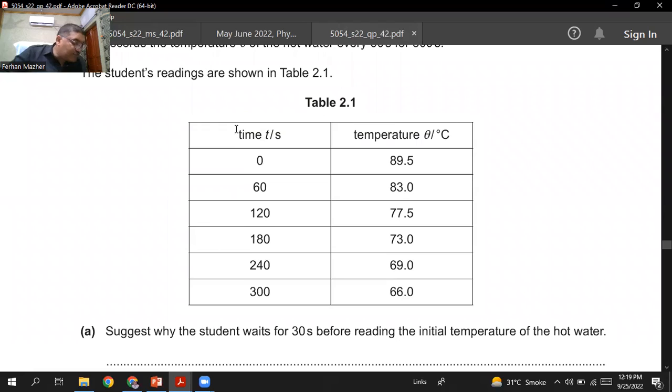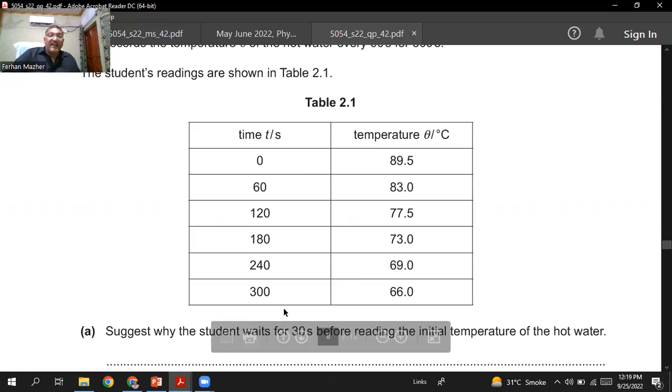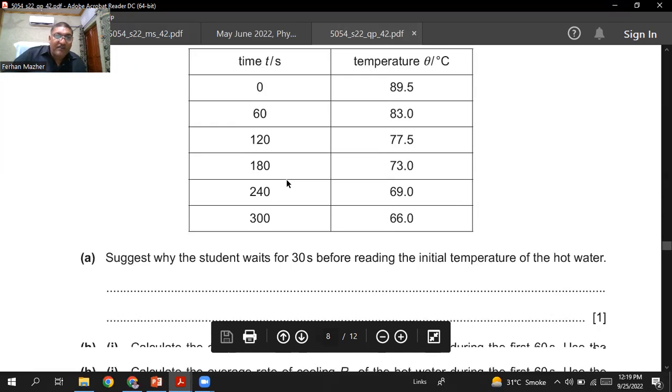So when the time was 0, when you started your stopwatch, the temperature was 89.5. When the time was 60, the temperature was 83. When the time was 120, the temperature was 77.5. At 180 seconds, the temperature was 73.0. At 240, the temperature is 69. At 300 seconds, the temperature is 66.0.